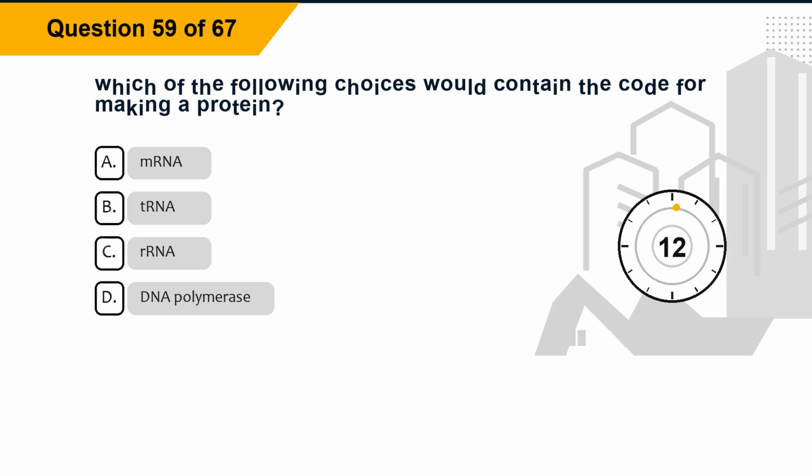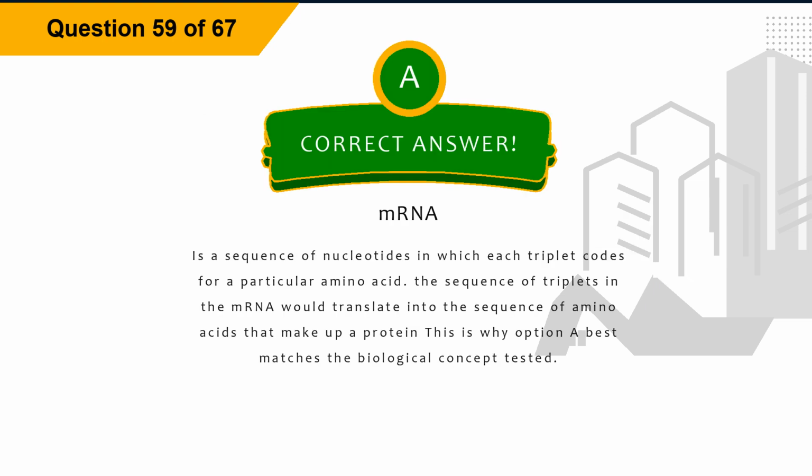Question 59. Which of the following choices would contain the code for making a protein? Option A, mRNA. Option B, tRNA. Option C, rRNA. Option D, DNA polymerase. The correct answer is option A, mRNA.